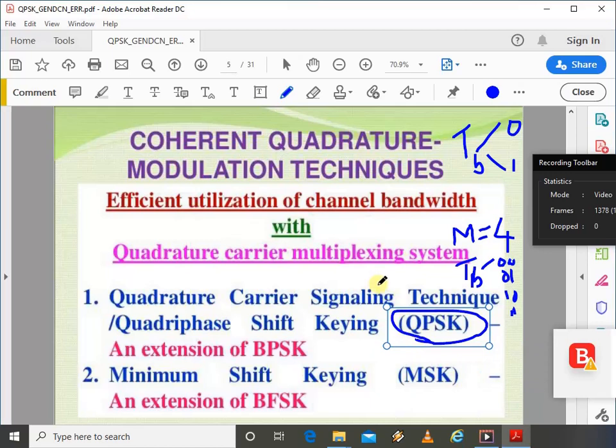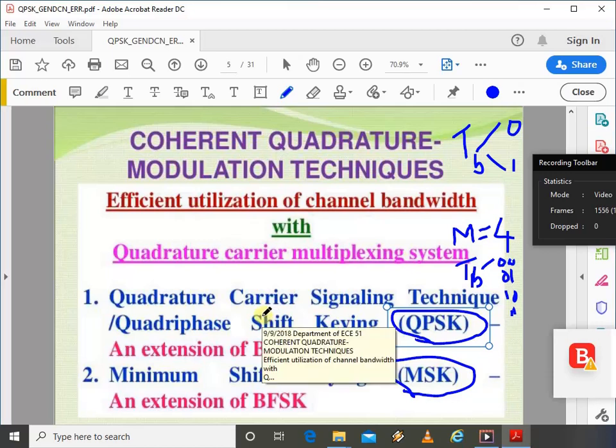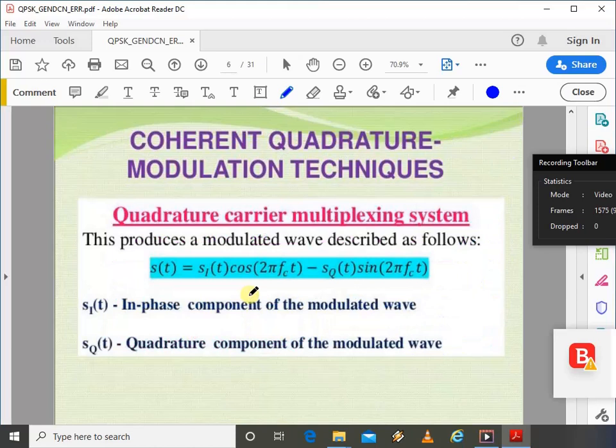In M-ary techniques, in addition to QPSK as a basic M-ary technique, we have M-ary PSK, M-ary QAM, and also minimum shift keying. All these techniques utilize the channel bandwidth effectively. In fact, they are called channel bandwidth minimization techniques.